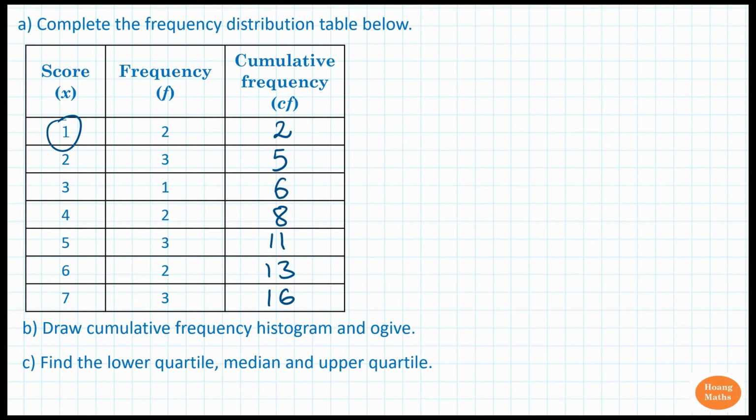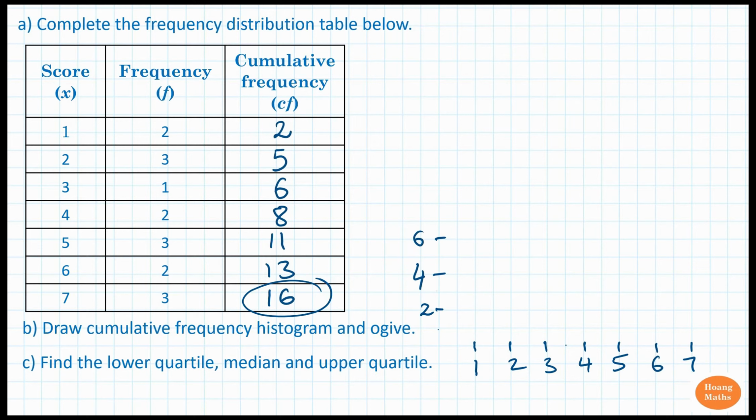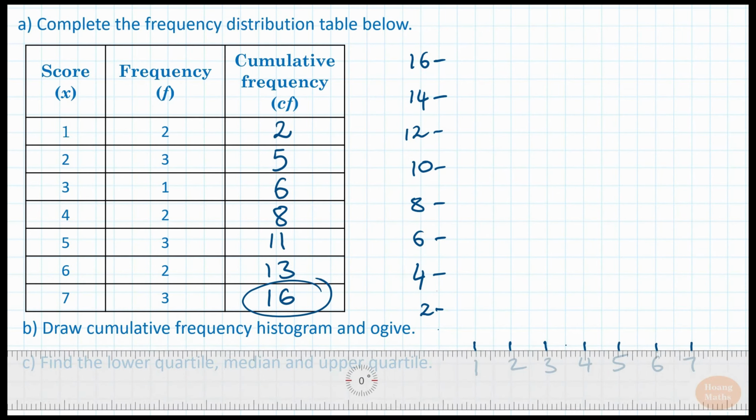The score is 1 as the smallest and then the largest is 7. So we go all the way from 1 to 7. So I can start from here first. So this is 1, 2, 3, 4, 5, 6, 7. And for the cumulative frequency, the maximum score is 16. So I can go up by 2. So we go 2, 4, 6, and then 8, 10. This is 12. This is 14. And this is 16.